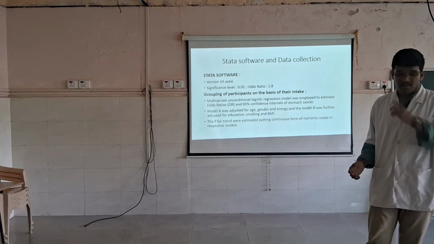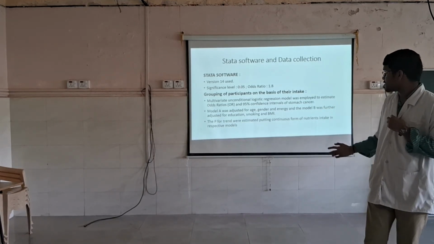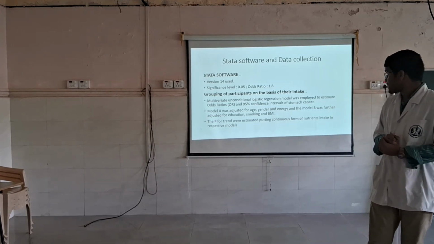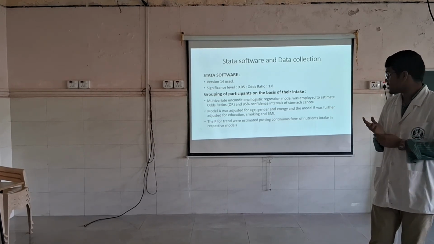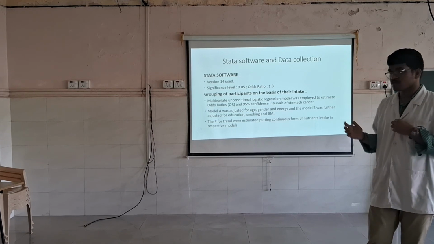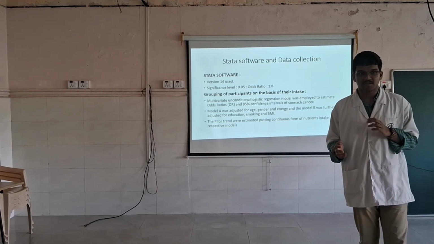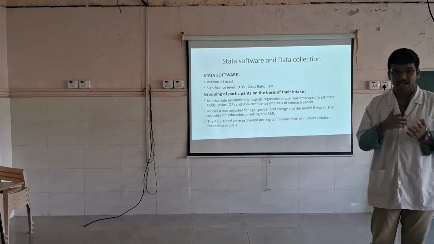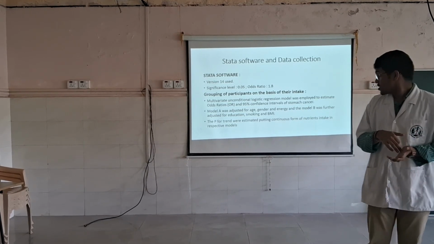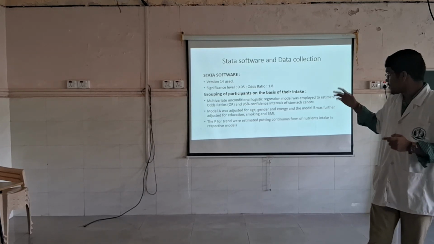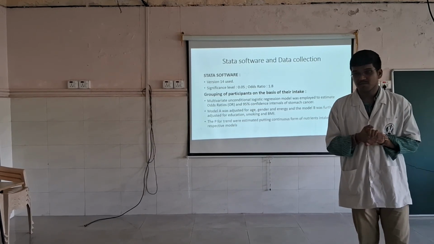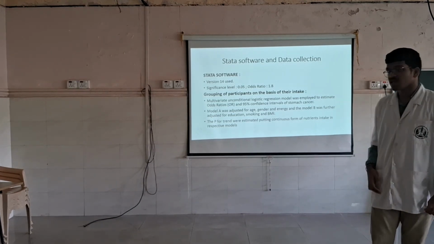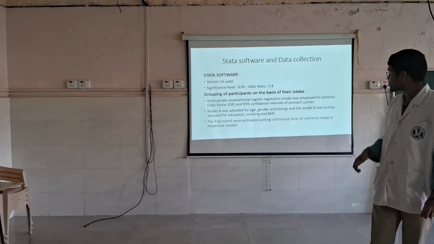The Stata software, version 14, was used with a significance level of 0.05 and an odds ratio of 1.8. And there was a grouping of participants. According to the authors of the study, they stated that there might be other confounding factors along with dietary intake, which may lead to stomach cancer and may influence the dietary intake as well. So they were divided. A multivariate unconditional logistic regression model was employed to estimate odds ratios with 95% confidence intervals for stomach cancer.